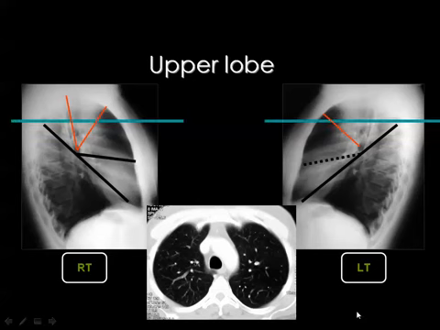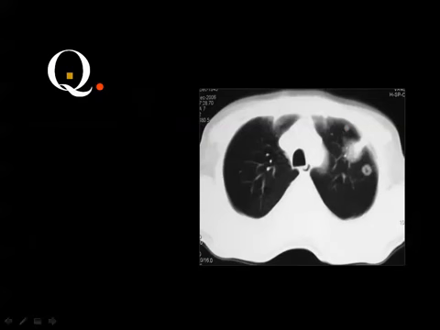We can draw lines like this, 2 lines. This line demarcates the region of the anterior segment. Then on the right side, this is the anterior segment and this is the posterior segment, and this is the apical segment, which is in the middle between the anterior and the posterior. But on the left side, the apical and the posterior unite, and then you have an anterior segment and an apico-posterior segment. Very good.